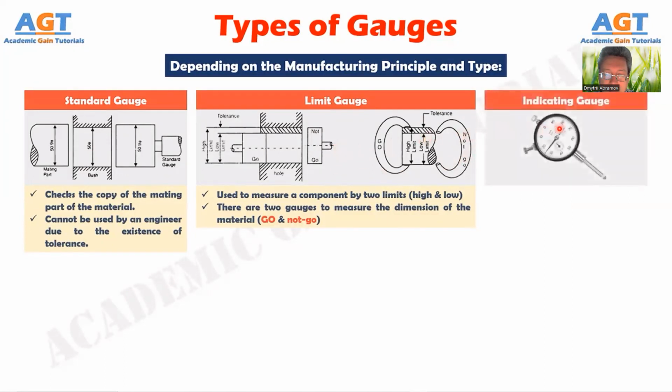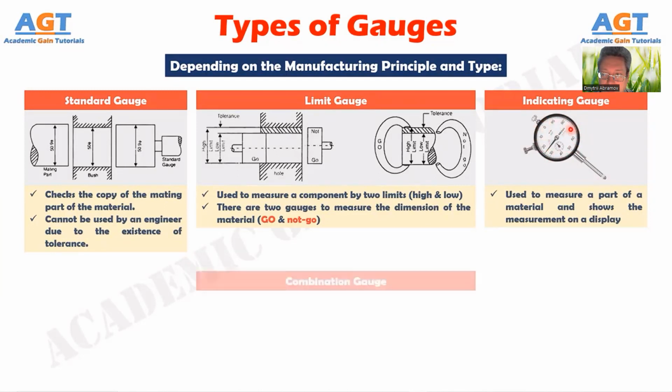Indicating gauge. An indicating gauge is defined as the gauge which is used to measure a part of a material and shows the measurement on a display. This gauge displays the measurement on the indicator or display, so it is termed the indicating gauge. This gauge is more complex than other gauges. The best example of the indicating gauge is the dial gauge. Nowadays, such indicating gauges have a visual display system.